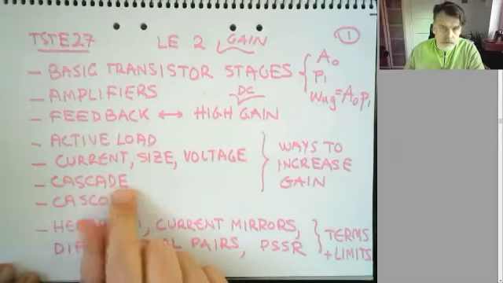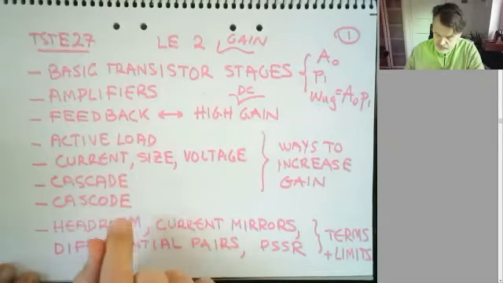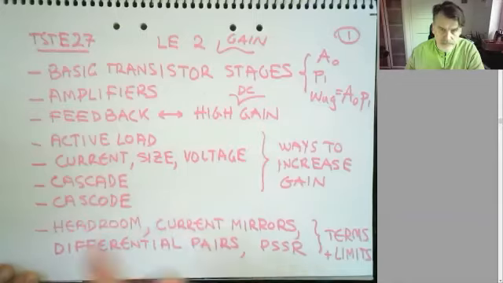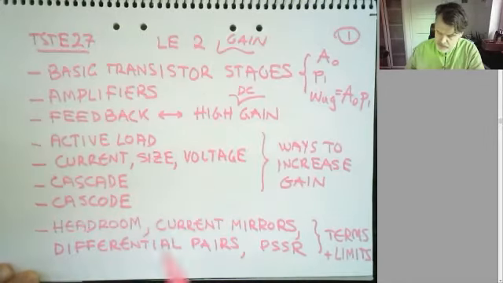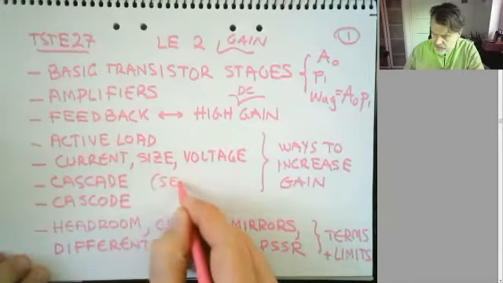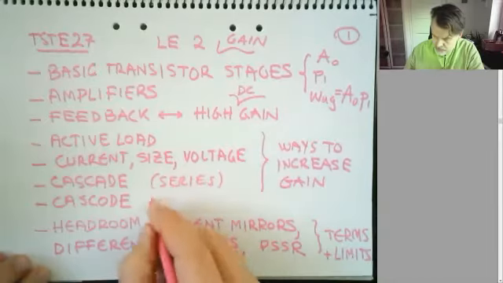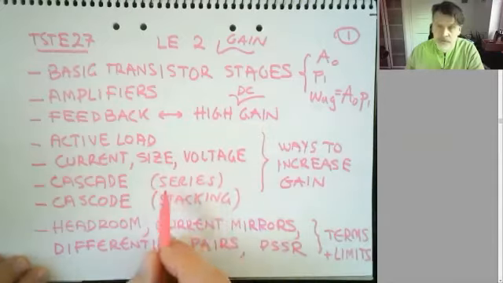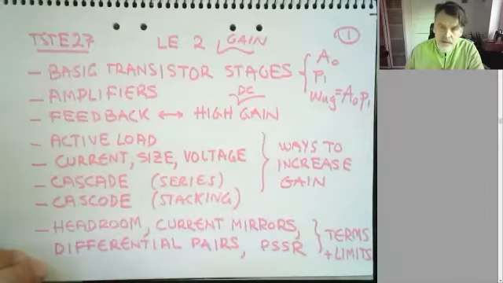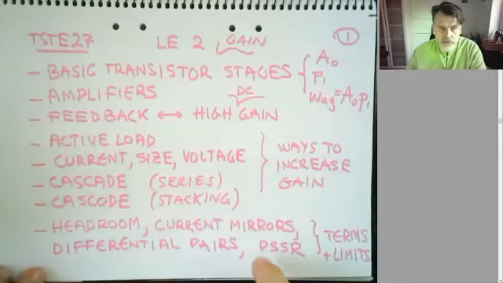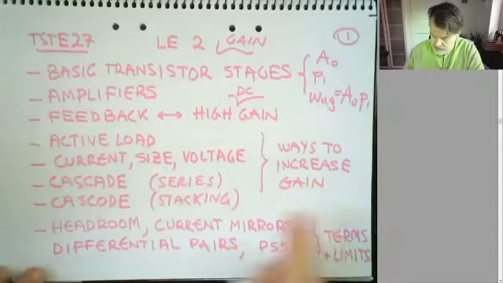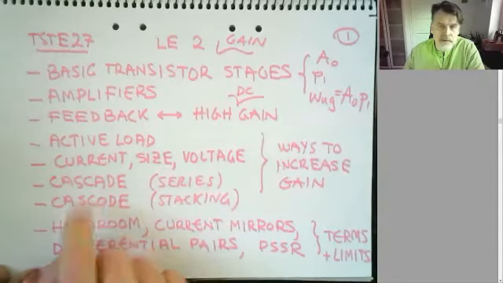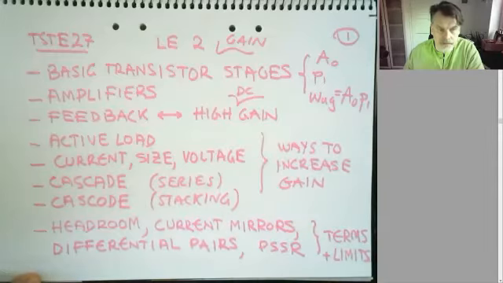And architectural choices. We can cascade, that is more or less putting stages in series or stacking them vertically. This is some sort of horizontal way of increasing the gain. This is a vertical increase of gain. We will see that the cascode is actually a sort of subclass of cascade shortly.